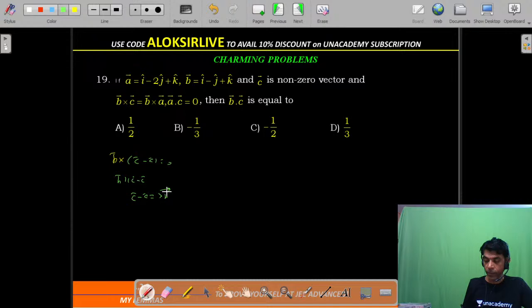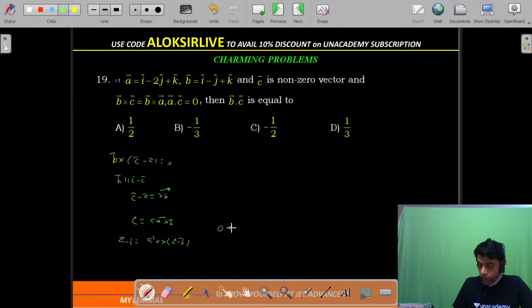Already given A dot C is 0, so I can write here A dot C is A square plus lambda A dot B. And so A dot C is 0, A square plus lambda A dot B. So A square is your 6 and plus lambda times A dot B, and A dot B, if you write A dot B is 1, I is there, so 1, and this is plus 2 and 3. So A dot B is 6. So you are getting 6 plus 6 lambda. So lambda you are getting minus 1.